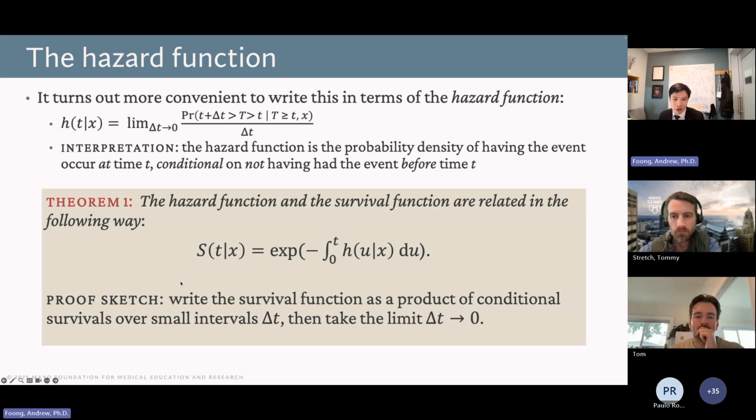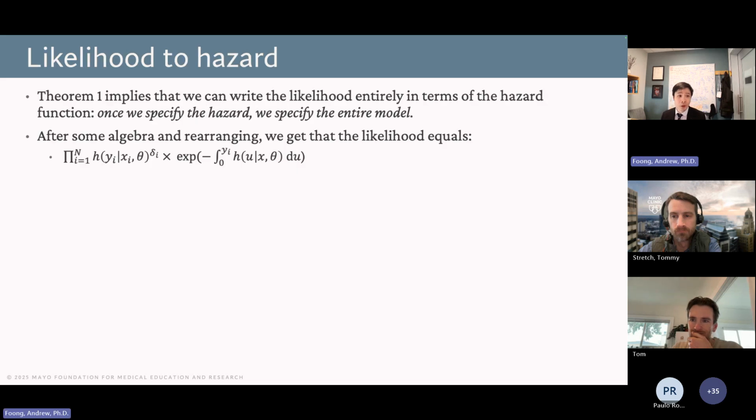And the proof sketch is you need to write the survival function as a product of conditional survivals. So the idea is that surviving up to time t is like surviving up to time delta t, and then conditional upon that, you survive up to time 2 delta t, and so on and so forth. And then if you write out that whole product and you take the limit as delta t goes to 0, you get this expression. But it's okay, I'm not going to prove that here. We can just take that for granted. So theorem 1 implies that we can write the likelihood entirely in terms of the hazard function. In other words, once we specify the hazard function, we have specified the entire likelihood and hence specified the entire model.